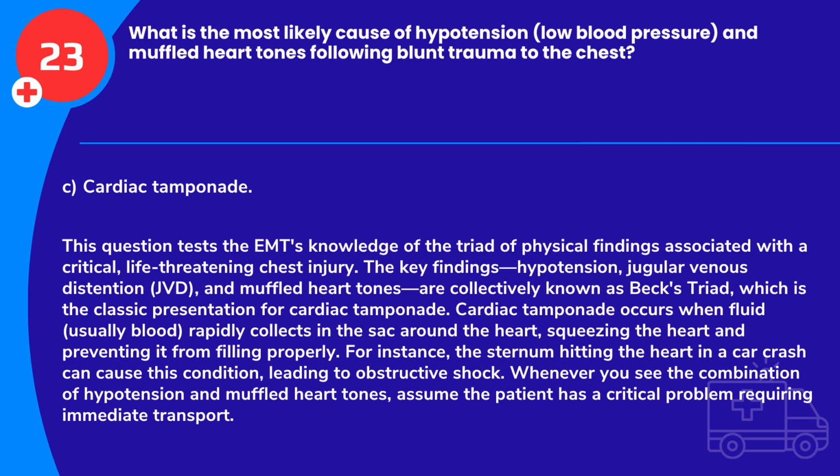Cardiac tamponade occurs when fluid, usually bloody, rapidly collects in the sac around the heart, squeezing the heart and preventing it from filling properly. For instance, the sternum hitting the heart in a car crash can cause this condition, leading to obstructive shock. Whenever you see the combination of hypotension and muffled heart tones, assume the patient has a critical problem requiring immediate transport.